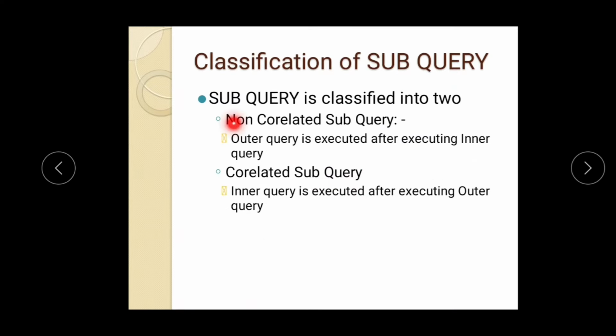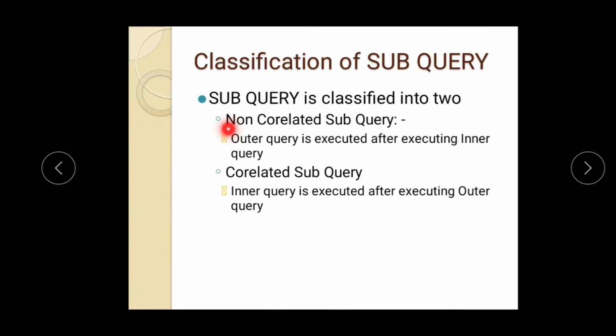Now, classification of subquery. We have two classifications of subquery: non-correlated subquery and correlated subquery. These two concepts actually discuss the execution pattern of the queries. As I said, the inner query will be executed first, and only after that the outer query will be executed. That is applied for the non-correlated subquery.